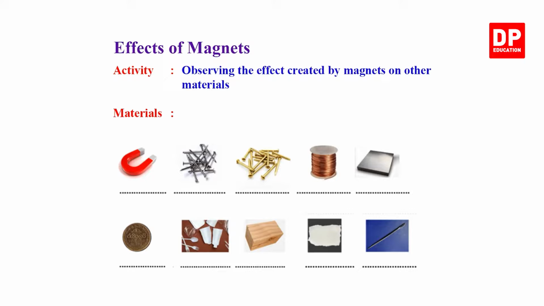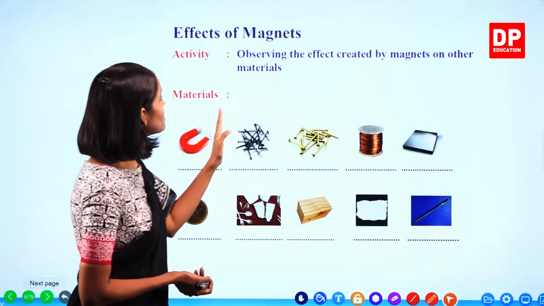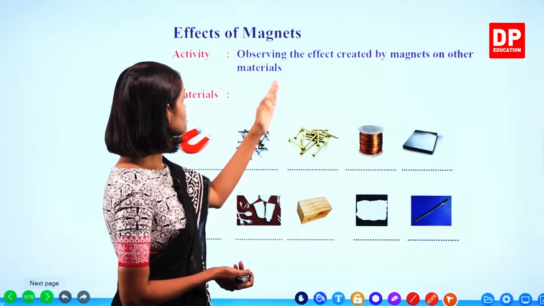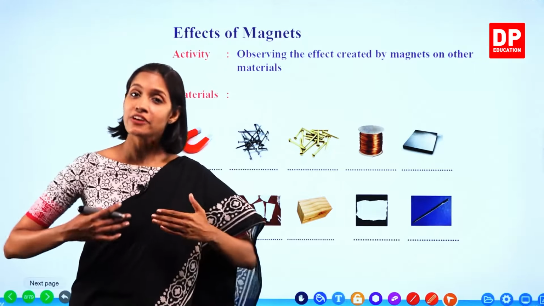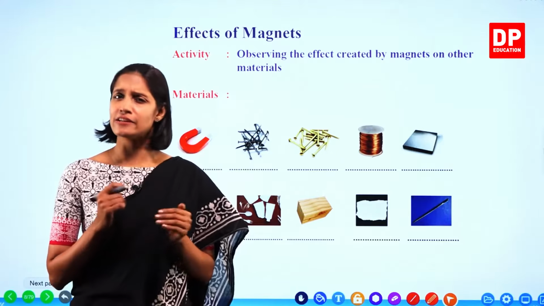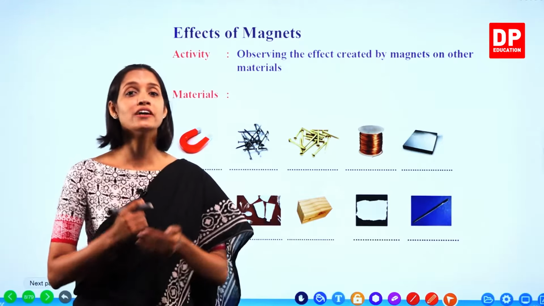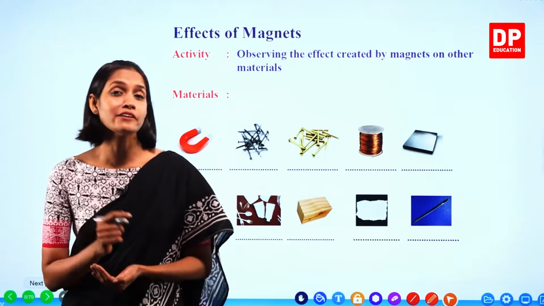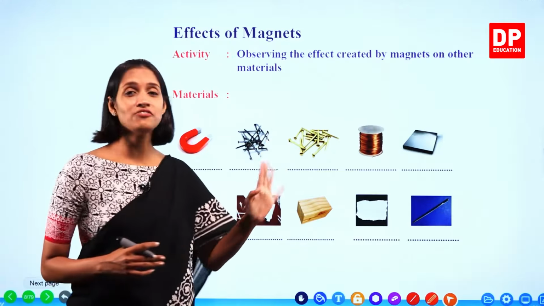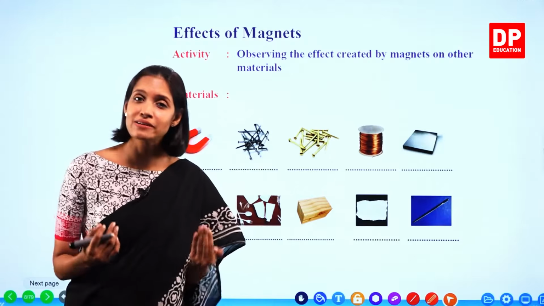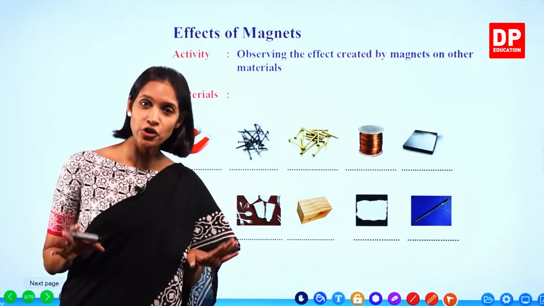We have to do this activity: observing the effect created by magnets on other materials. Now we already know the magnets have an effect on other materials, because magnets can attract materials towards them. Can magnets attract just any material, children? By doing this activity, we are going to check whether the magnets can attract any materials or not.